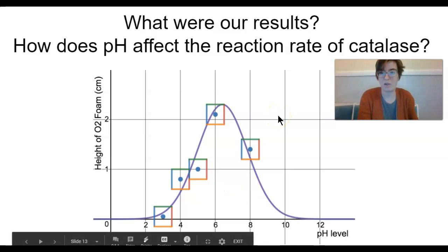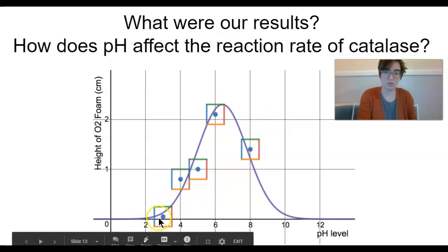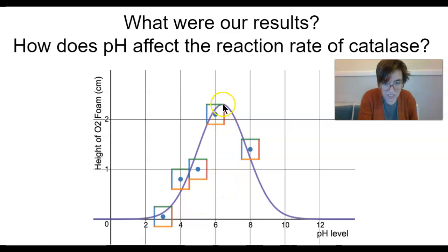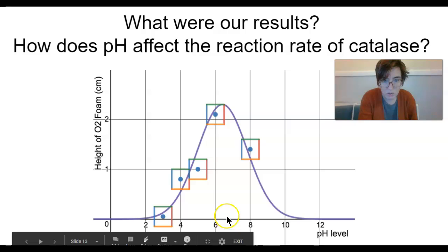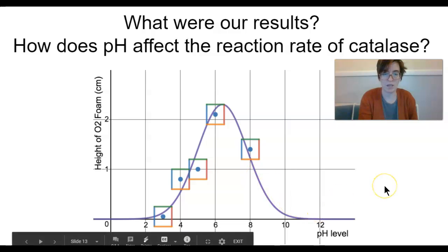So how does pH affect the reaction rate of catalase? You could say, as pH increases, the reaction rate increases. Remember, the bigger our foam, the faster that reaction is happening. To about 6.5, pH of about 6.5, maybe 7. I'll let you decide where exactly you think that is. That's the peak of it, and then it starts decreasing again as we increase in pH.